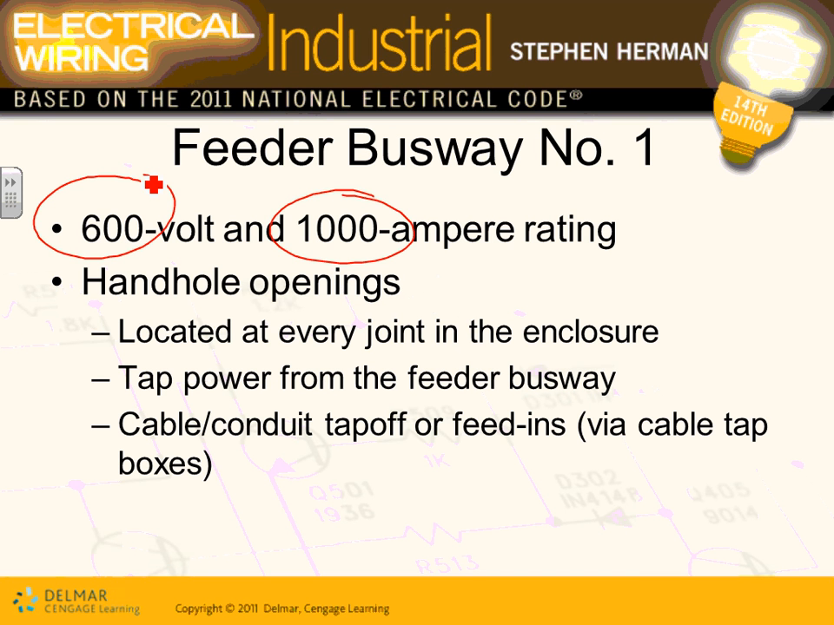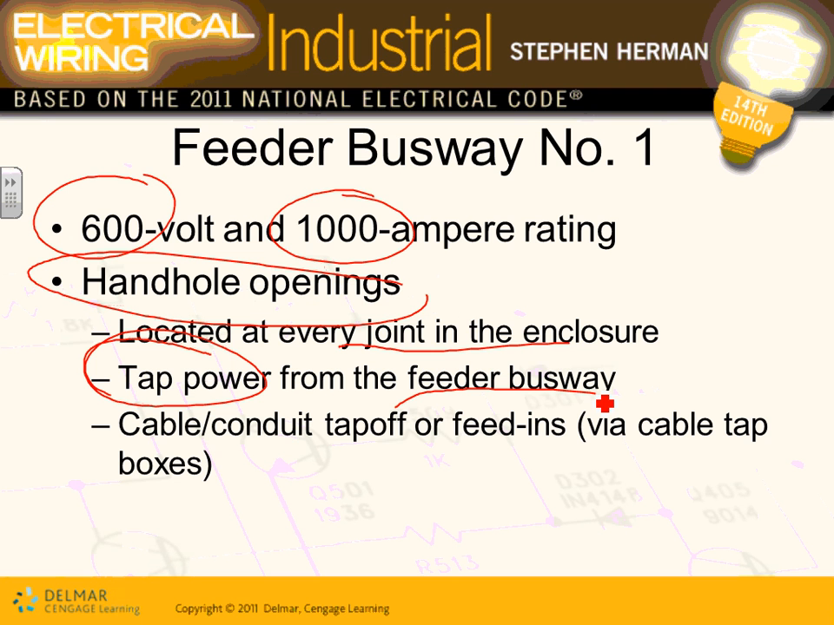We have handhole openings inside them. I don't know if you guys can see it right here, feeder number one. They have handhole openings into that feeder number one where they feed from it, located at every joint in the enclosure. Tap power. Why do we need it? We need to tap the power from the feeder busway. Cable conduit takeoff, feed-ins are also there.